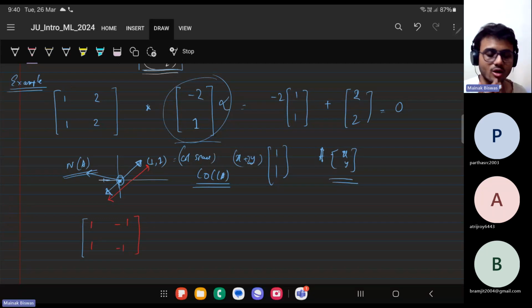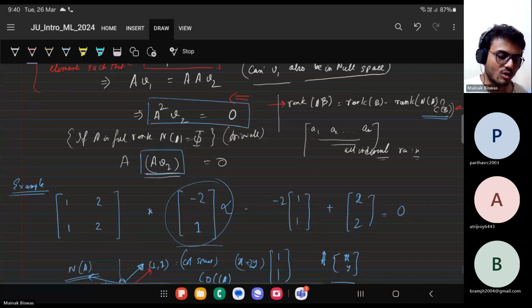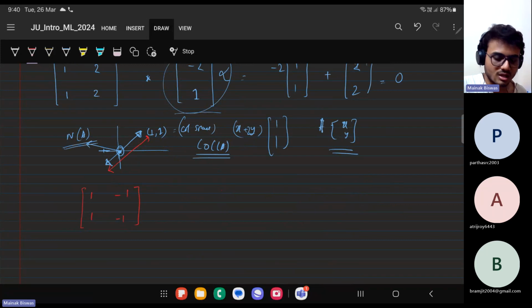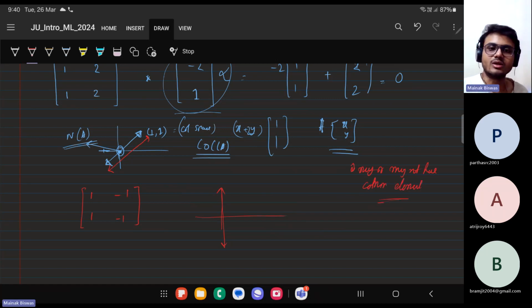We just wasted a lot of time just to see an obvious thing. Getting counterexamples is a bit tricky because it's not a direct thing, right? So what is the column space of this matrix? May or may not have. Please tell me. I just want to see everybody's understanding. What is the column space of this matrix?